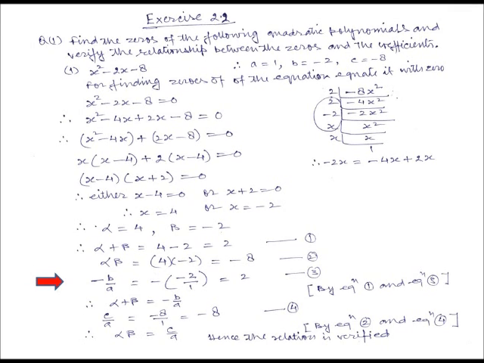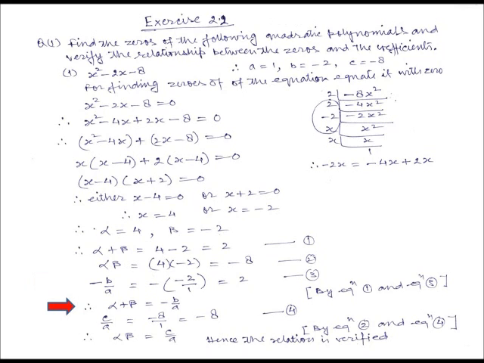Now we will handle the coefficients of the equation. So divide minus b with a. So we will get minus within brackets minus 2 upon 1. So this will be equal to 2. This is equation number 3. On comparing equation 1 and equation 3, the right hand side of both the equations is equal to 2. Therefore, alpha plus beta is equal to minus b upon a.